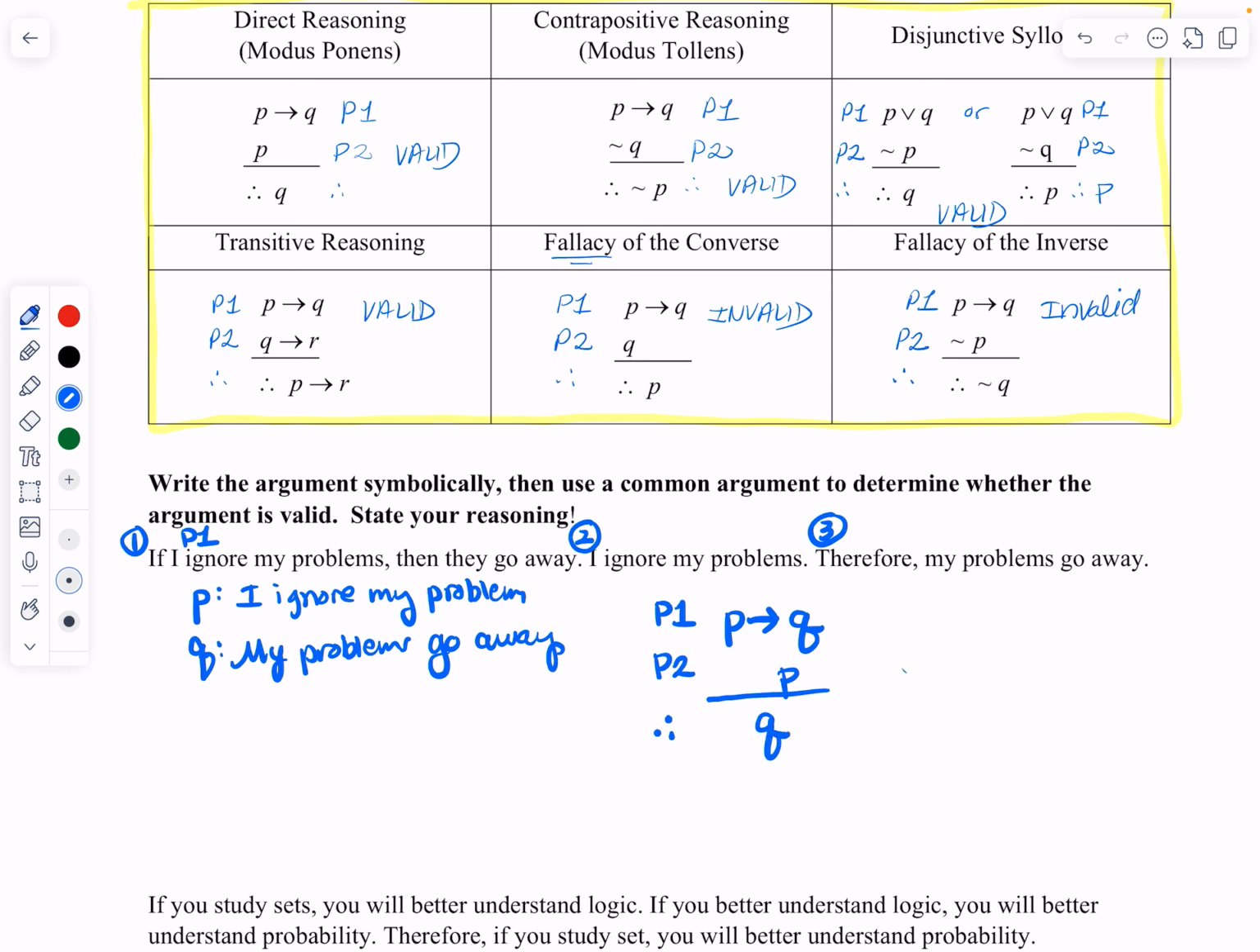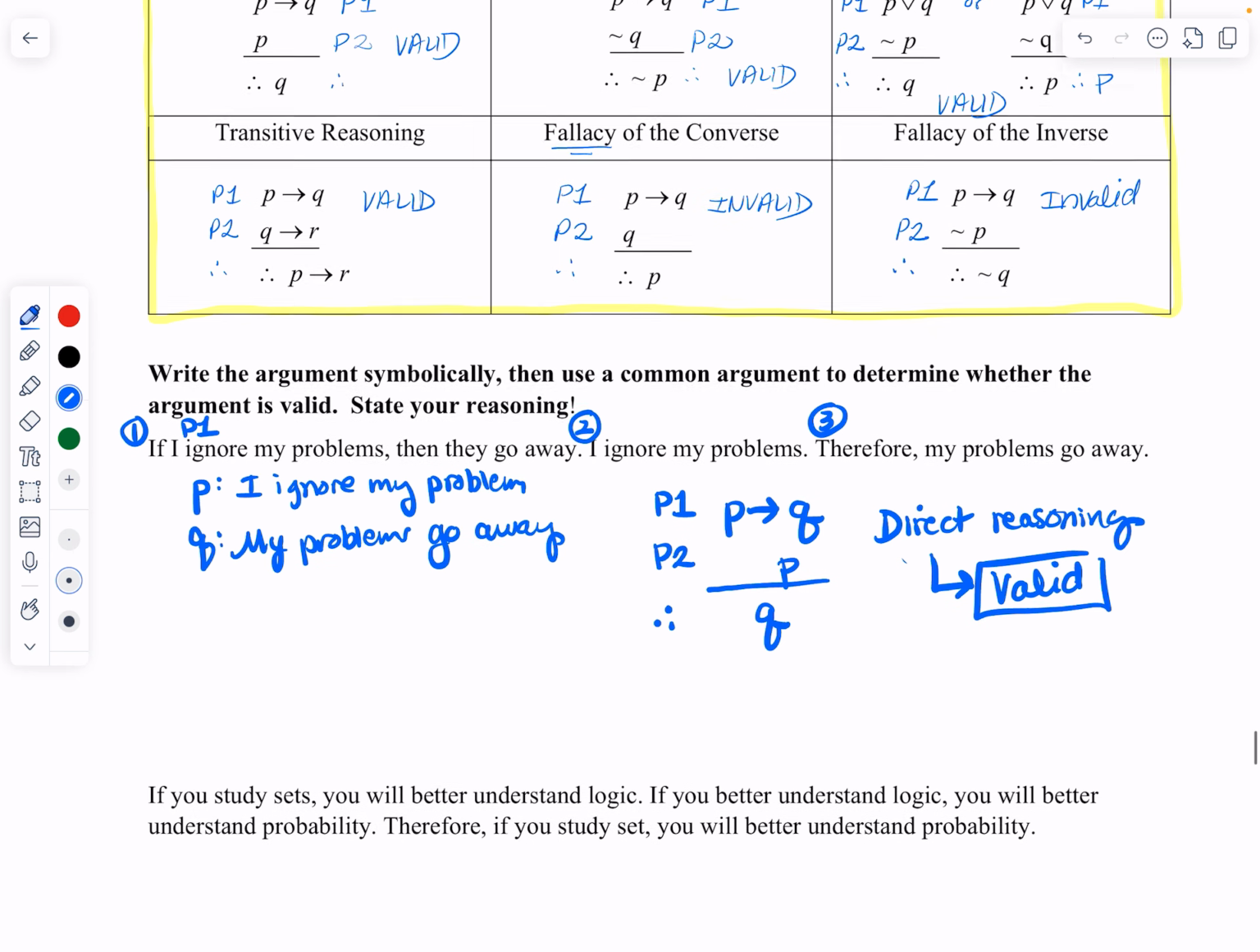So when I match that up to one of the arguments in the table, I see if P then Q, P, therefore Q, matches direct reasoning. So it's direct reasoning, therefore the argument is valid. Okay, again, direct, contrapositive, disjunctive syllogism, and transitive reasoning are all valid. The only two that are invalid are the fallacy of the inverse and fallacy of the converse. Okay, so let's look at another example.